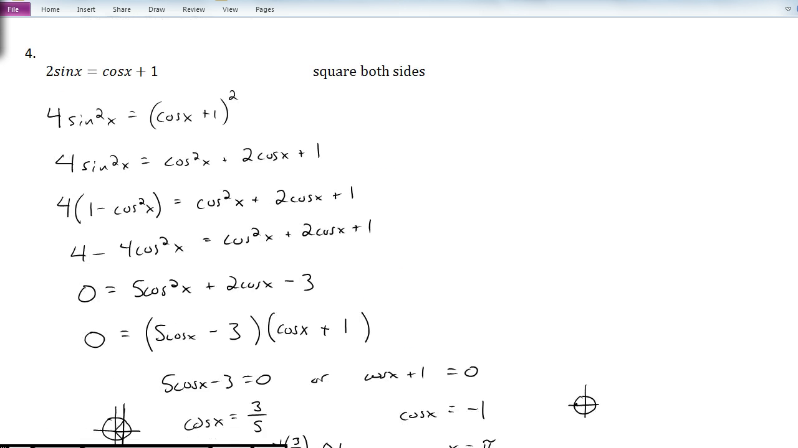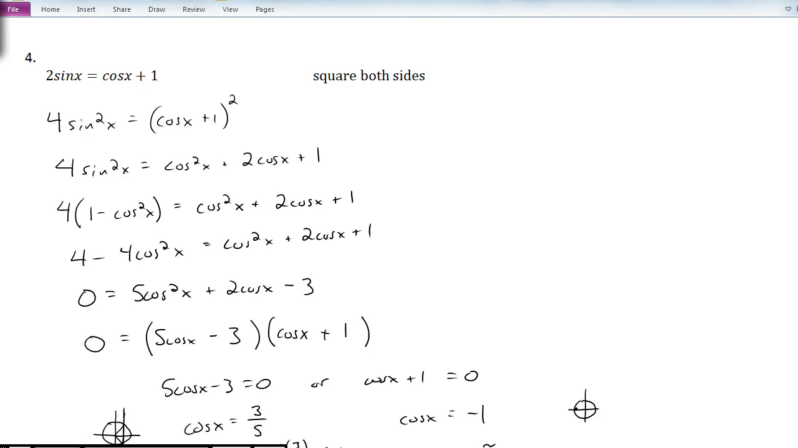Okay. I chose this one because a lot of students play around with these equations trying to get sine over cosine to get tangent, but this plus 1 over here is going to prevent you from really isolating to tangent. You're either going to have sines and cosines, or you're going to have secants and cosecants. And the thing to do here is to square both sides, so that you can then invoke the Pythagorean identity. So if we square both sides, we get 4 sine squared x equals cosine x plus 1 quantity squared.